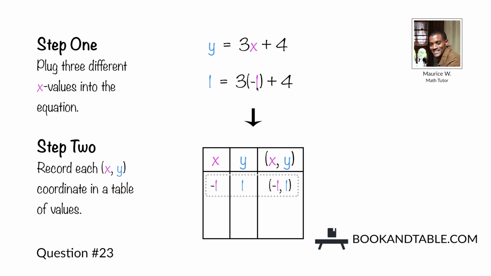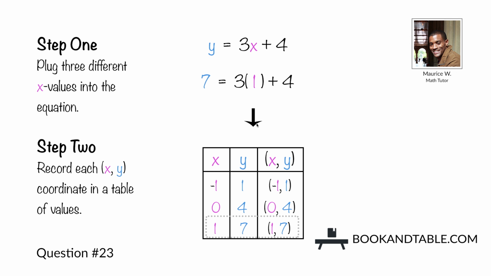So when we plug in -1 for x, we get 3 times -1, which is -3. -3 plus 4 is +1. So when x is -1, y has a value of 1. So that's our first point, -1, 1. We then plug in 0 for x. 3 times 0 is 0. 0 plus 4 is 4. So when x is 0, y has a value of 4.